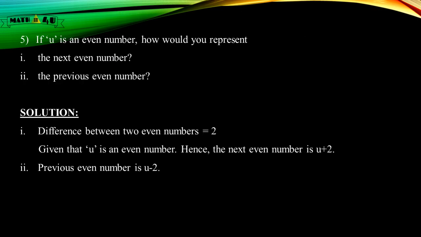If u is an even number, how would you represent the next even number and the previous even number? We know that the difference between two even numbers is equal to 2. Given that u is an even number, hence the next even number is u plus 2. The previous even number is u minus 2.